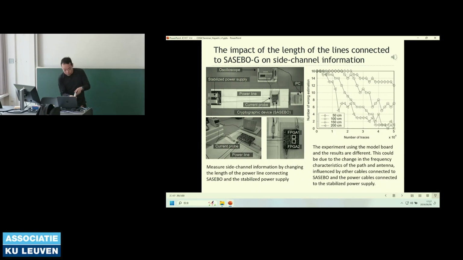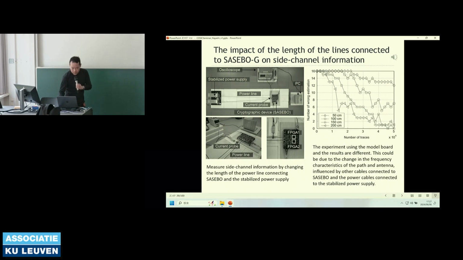With actual devices, changing the size of the circuit board is difficult, so here we vary the length of the power lines. Similar to the experiments with the model board, it is observed that changing the length of the connected lines alters the ease of extracting the secret key. However, the impact of each line length differs from that observed with the model board. This difference is thought to be due to the influence of electrical components installed in the actual devices and lines connected other than the power lines, affecting the frequency characteristics of the path and antenna.